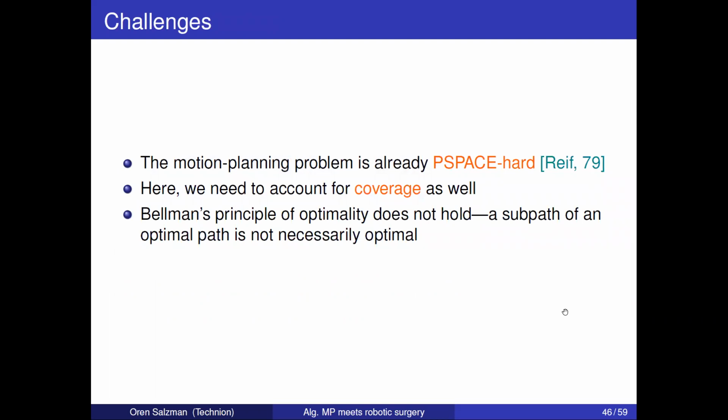And this is a hard planning problem. So we know that motion planning is already PSPACE-hard. And here we need to account for also the coverage, what we see while moving along a path. And the same thing that we saw in the previous two examples, Bellman's principle of optimality, doesn't hold. So again, there may be a setting where right now we see a very small subset of the points of interest, but it's worthwhile to take this route, and later we're going to see many more points of interest. And I'm going to give a very small toy example in a second.